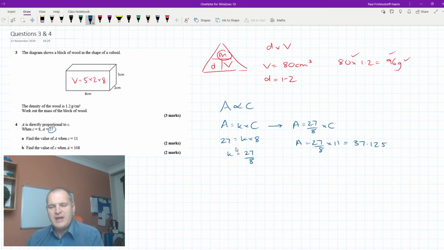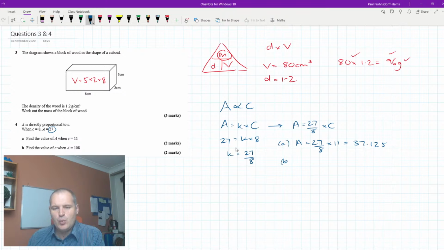37.125. And just to demonstrate that it does work out, I actually had these the other way around, but it still gives me the same value. So it doesn't matter if you accidentally have C is proportional to A or A is proportional to C in this context. The second part, so we've just done part A.